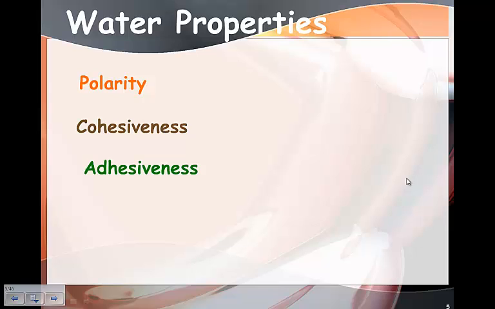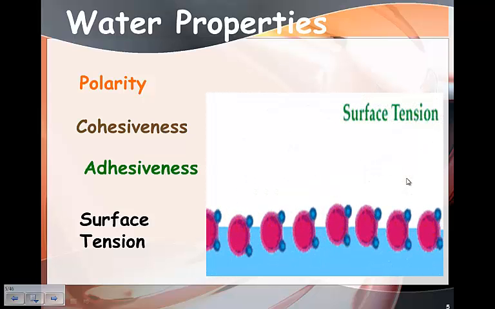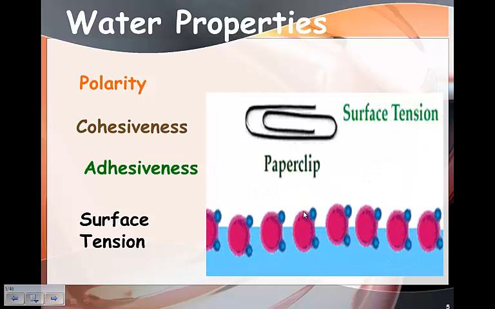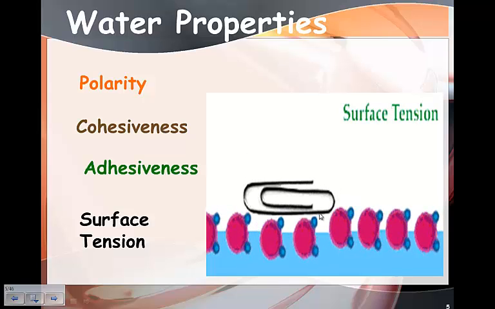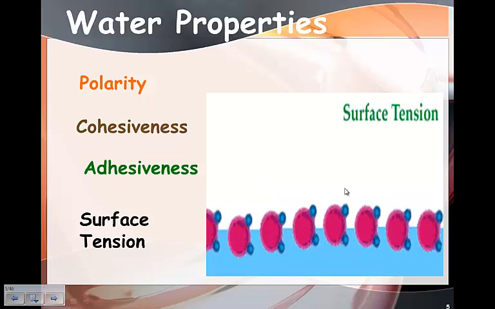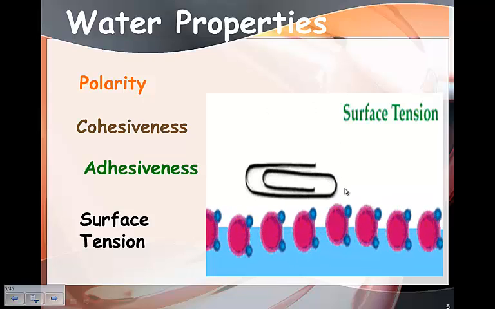Lastly, the other one that's really important with water is surface tension. It creates that skin on the top of water. With surface tension, if we laid a paper clip on top of all these little Mickey Mouse water molecules, that paper clip could float at the surface of the water.